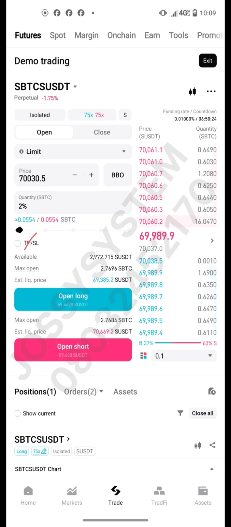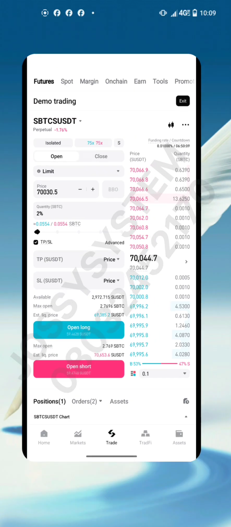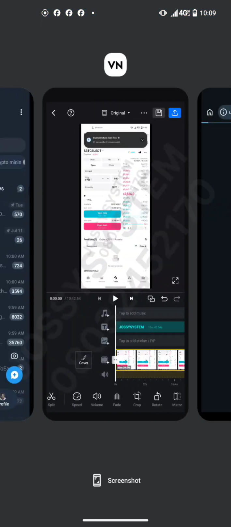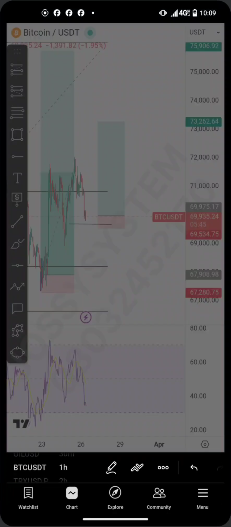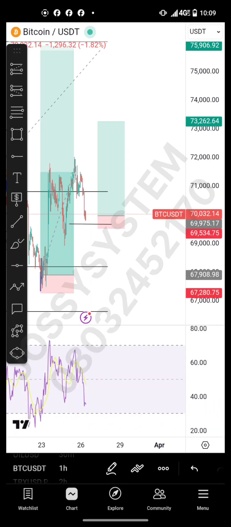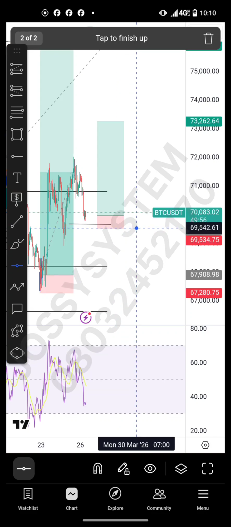TP, take profit; SL, stop loss. I'm going to tick that box. Then it will show the price bill, where I can input my stop loss and my take profit. Then I'll be going back to the chart to see where I can place them. Okay, so I'll be looking at this as my stop loss.